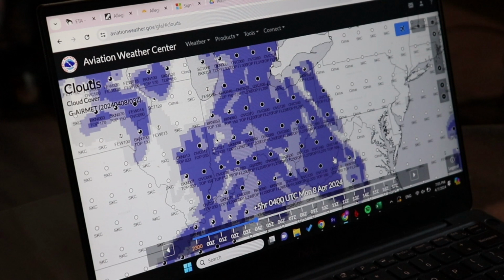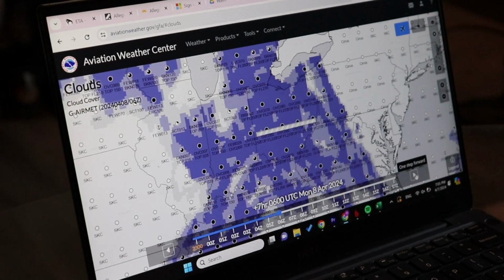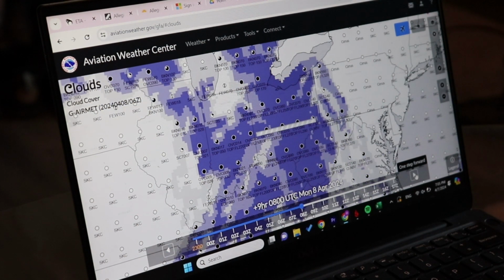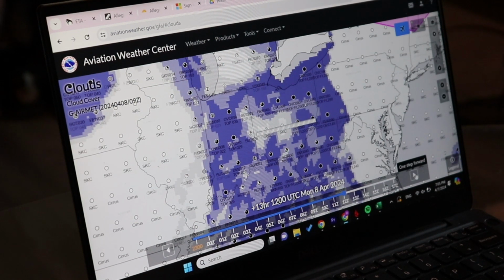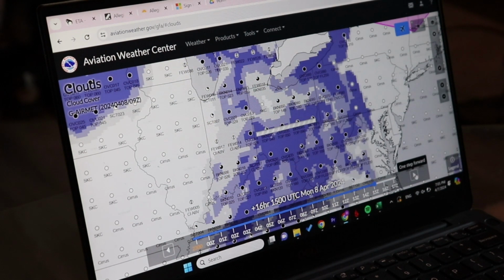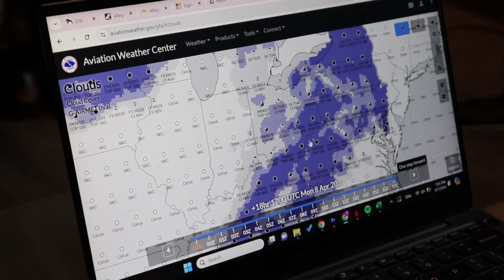So this is the forecasted clouds at midnight tomorrow, and we can see that along the frontal boundary, it's carrying an overcast layer at about 6,000 to 8,000. And as we push forward in time, we can see that moving along with the fronts and slowly dissipating, bringing behind it clear skies and good weather for the eclipse.